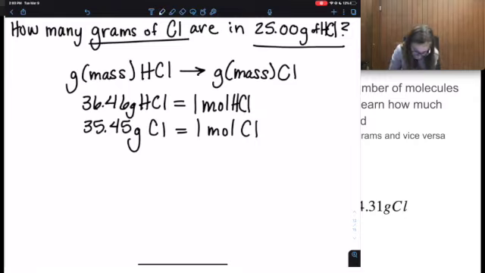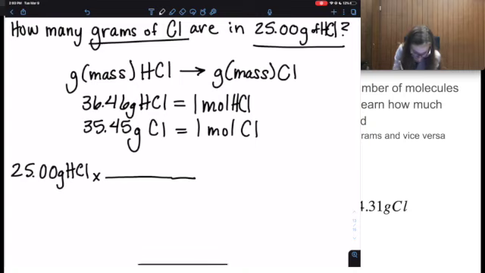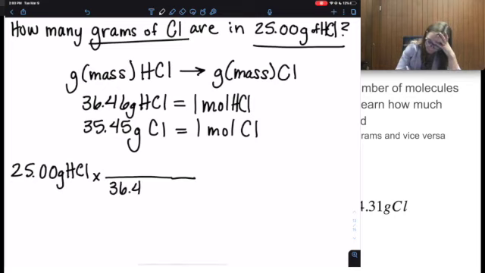So let's work through this. If I have 25.00 grams of HCl, I'm going to want to convert that to moles first and foremost, because grams is useless to me of a compound. Moles is everything. So if I have grams of HCl on the top, I'm going to want to put grams of HCl on the bottom, so that I can get those to cancel out, and that's for every 1 mole of HCl.